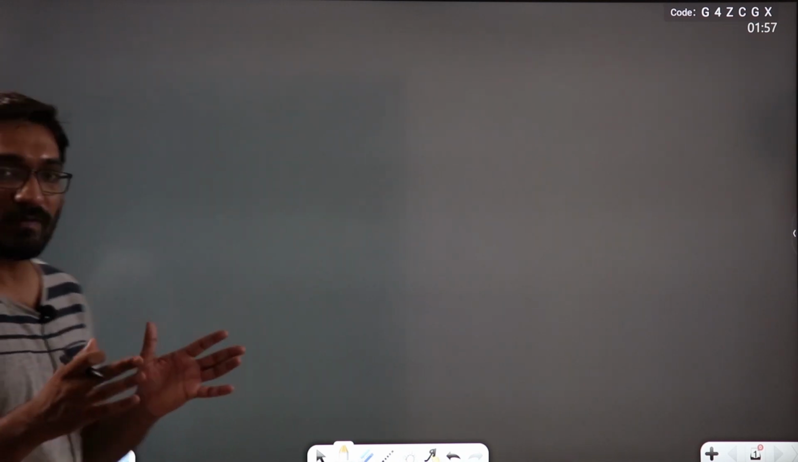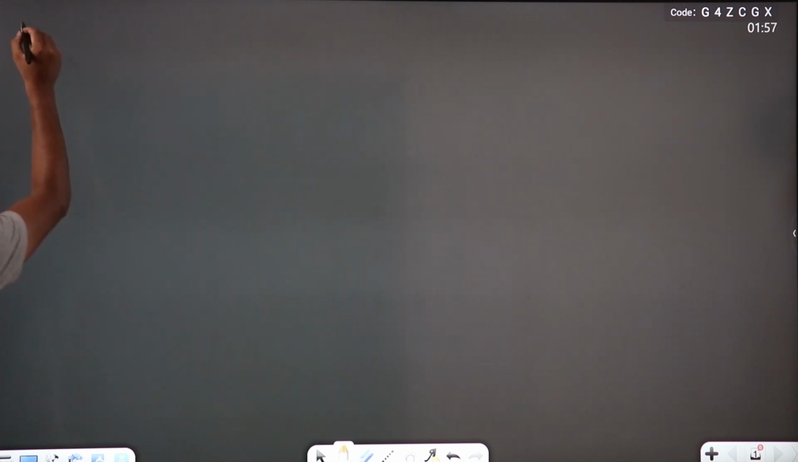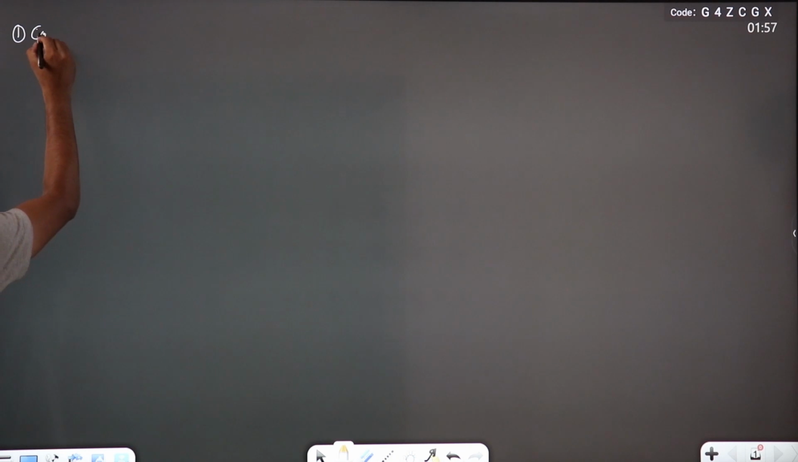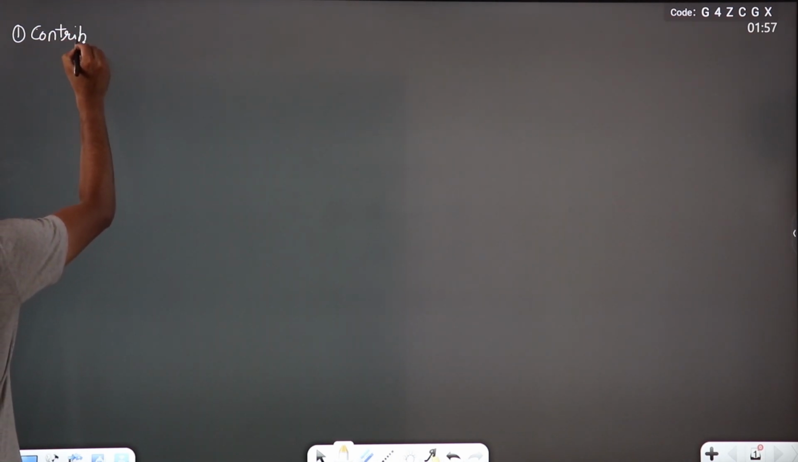After calculating the break even point, X at break even point, and the break even point sales, now let us discuss some of the important terminologies which may be asked in the GATE paper. The first one is contribution margin.